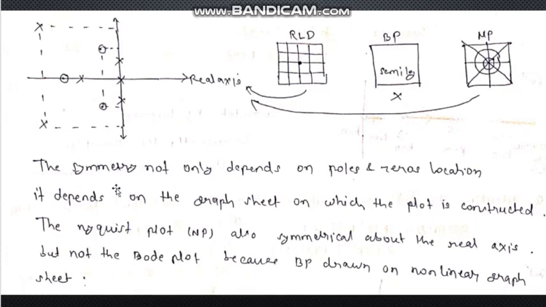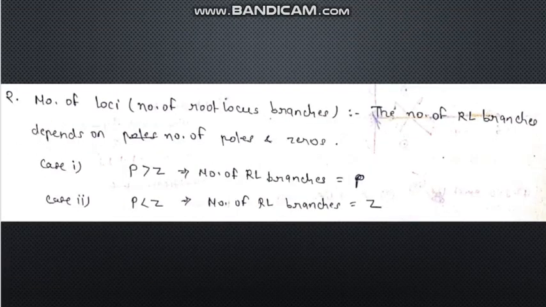The second reason is that the symmetricity also depends on the graph sheet on which you are plotting the diagram. Suppose you are plotting a root locus diagram or a Nyquist plot, both will be on the same type of graph sheet, a linear graph sheet. That's why the plot is symmetrical. But the Bode plot is plotted on semi-log paper, which is not linear. That's why the Bode plot is not symmetrical. Okay. So the first step is symmetricity. You have to remember that root locus is always symmetrical about the real axis.